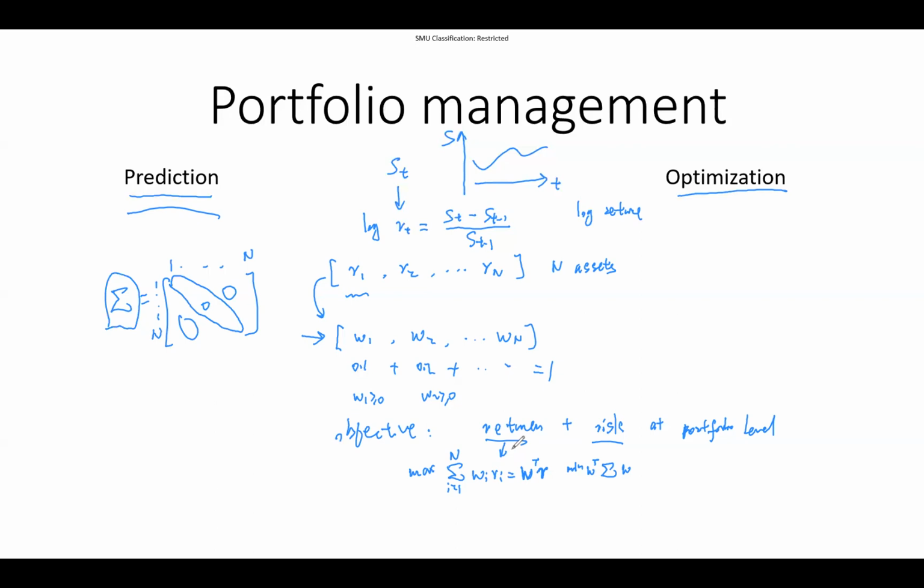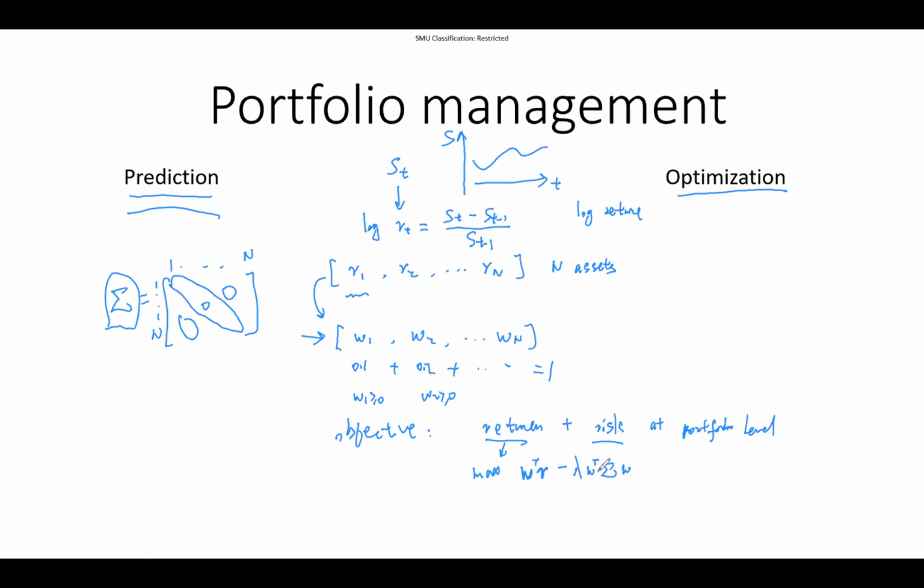Typically we combine them together like this. This is our return, and this is our risk. We usually do a weighting between these two objectives, multiplying the risk by another scalar parameter called lambda, and then subtracting it. Because the portfolio variance can only be positive, and lambda is a positive constant, we subtract it. We want to minimize the risk term, and the whole term we want to maximize.